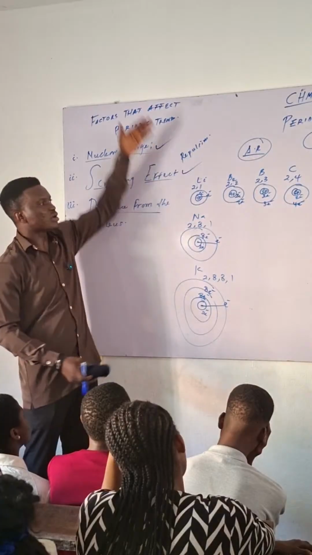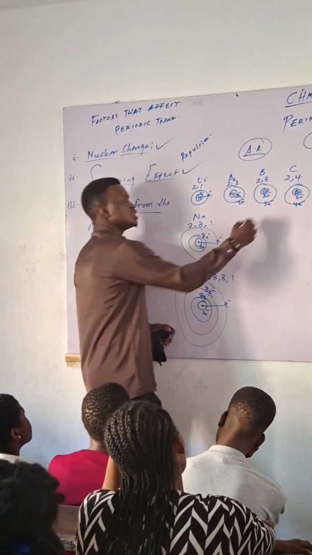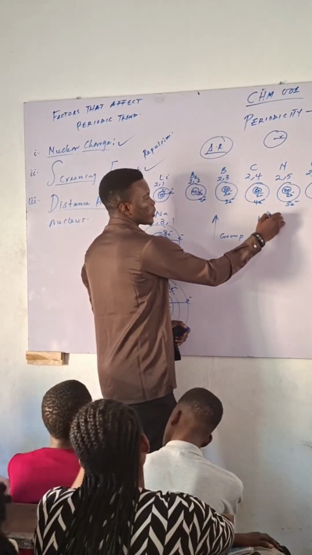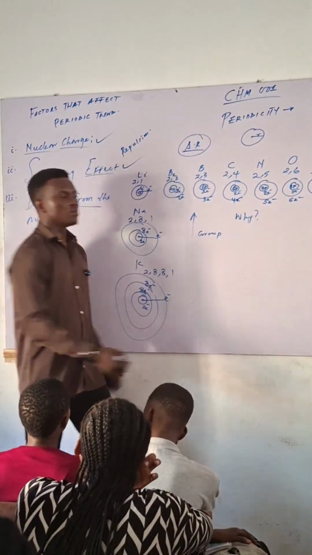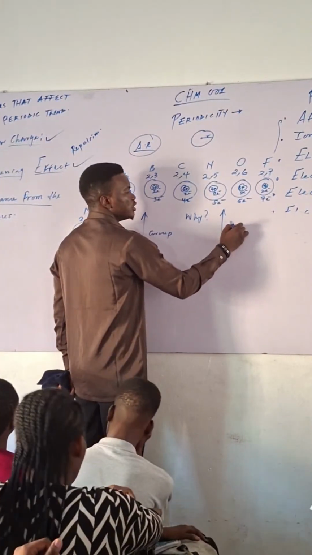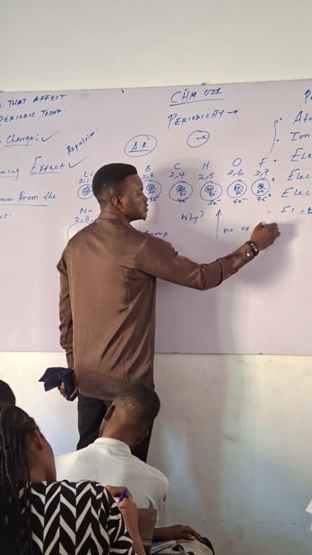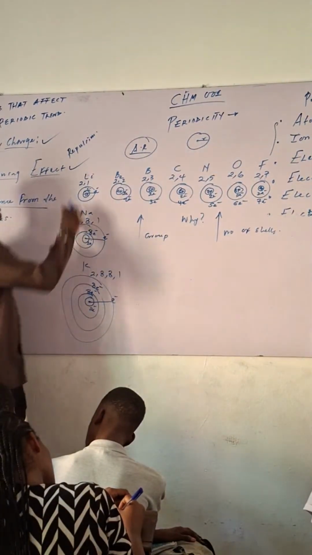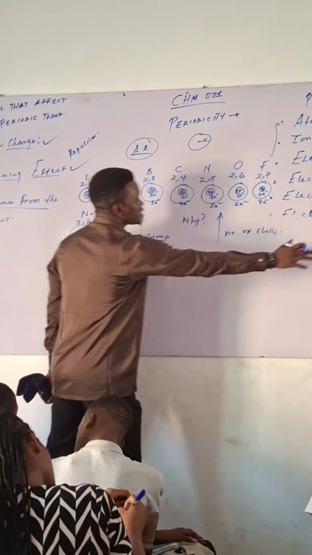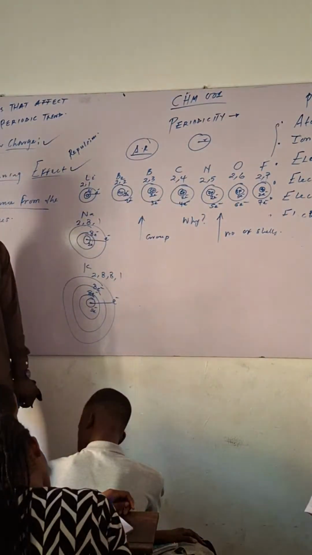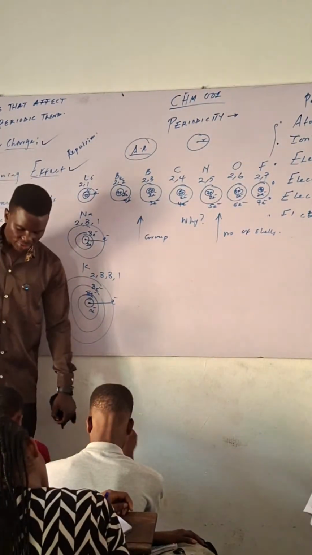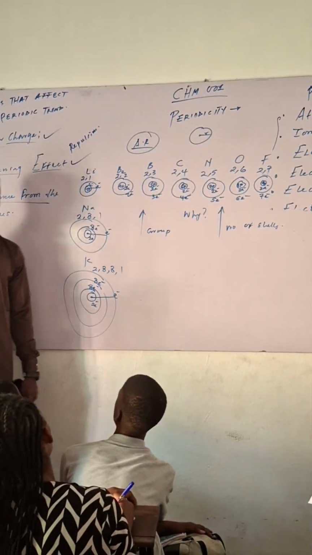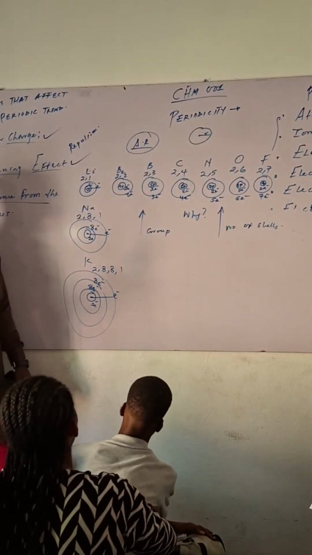What is happening to atomic radius down the group? It increases down the group. The question is why? Why does it increase down the group? Because there's an increase in the number of shells. It's as simple as that. Next thing is across the period. Is it increasing or decreasing across the period, or does it remain constant? Without wasting time, it actually decreases across the period.